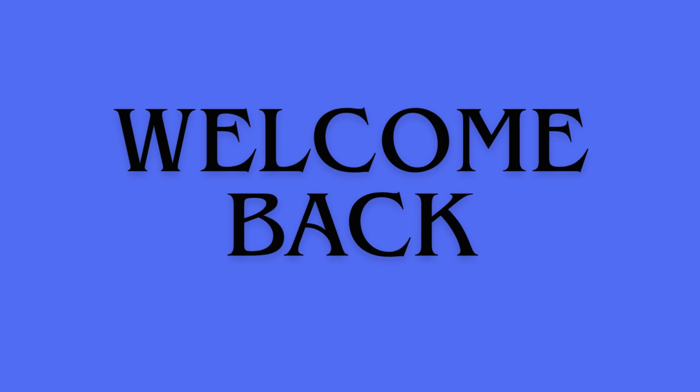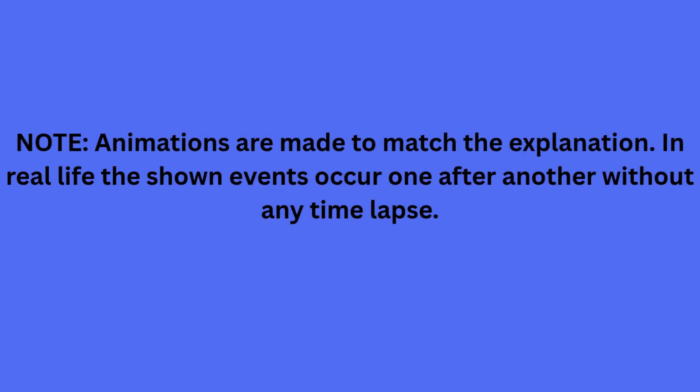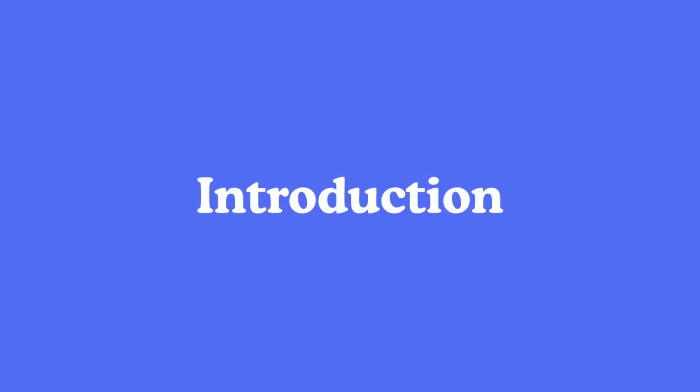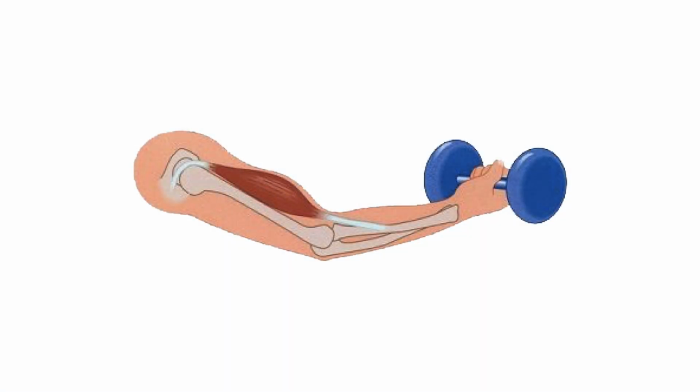In this video, we are going to talk about the chemical and molecular basis of muscle contraction. The process of muscle contraction is well explained by a theory called the sliding filament theory. During muscle contraction, the length of the muscle decreases. Think of it like a rope pulling a lever.